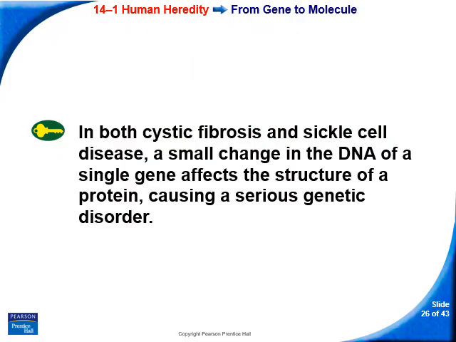Well, for instance, both cystic fibrosis and sickle cell anemia had only one nucleotide change. It's only a single nucleotide point mutation in the gene itself, and it already affects the whole structure of the protein, and it can cause a serious genetic disorder that pretty much becomes a syndrome.